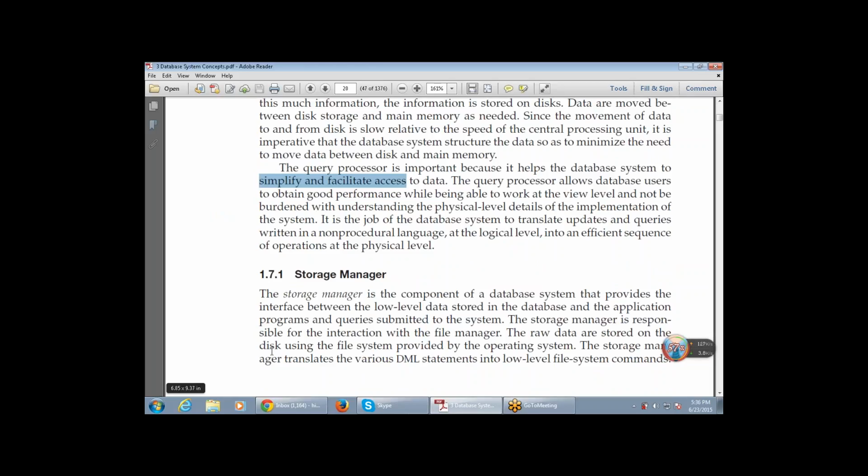So first is the storage manager. The storage manager is a component of a database system that provides the interface between the low level data stored in a database and the application programs and the queries submitted to the system.